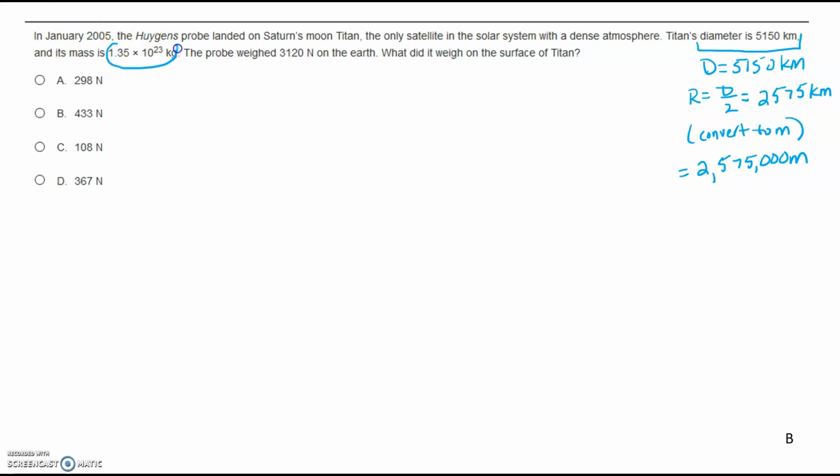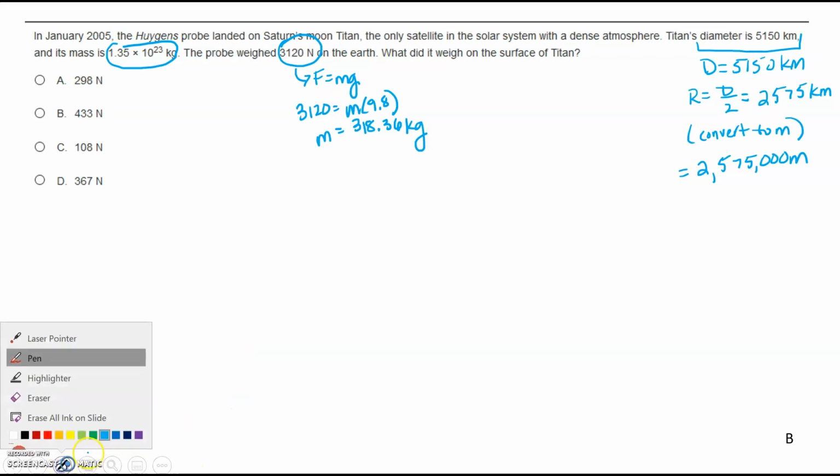Its mass is this. The probe weighed this on Earth, which means, if I did this, the gravity would be 9.8. Aha. Right, so to find my mass of the probe, I went ahead and plugged in, and that's what I got for the mass of the probe. Let me change colors.